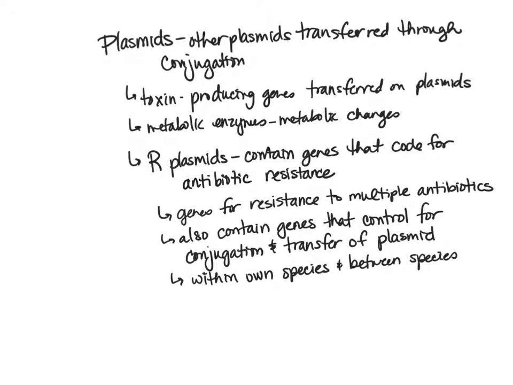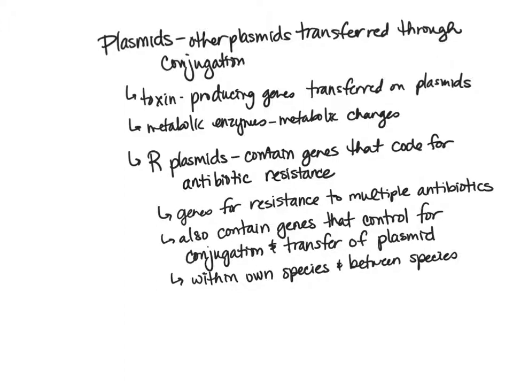And oftentimes we see that these R plasmids contain genes for resistance to multiple antibiotics. So we see through these three different forms of horizontal gene transfer, transformation, transduction, and conjugation, we can actually end up with plasmids that contain multiple resistances. They also contain genes that control conjugation and transfer of the plasmid. So not only can these plasmids contain genes for multiple antibiotic resistances, but they also contain that conjugation ability.